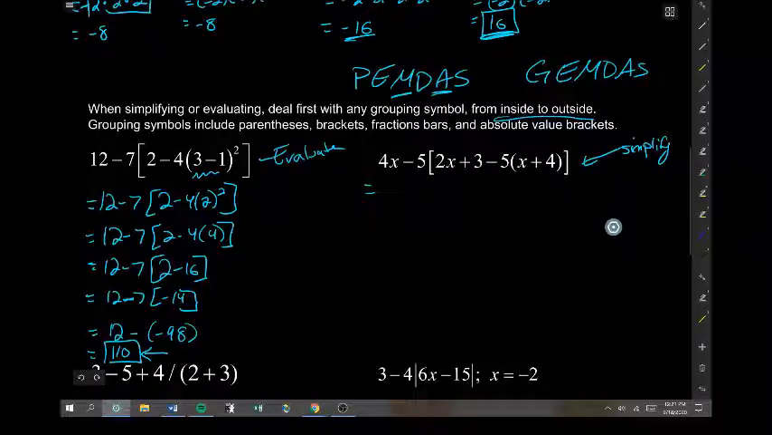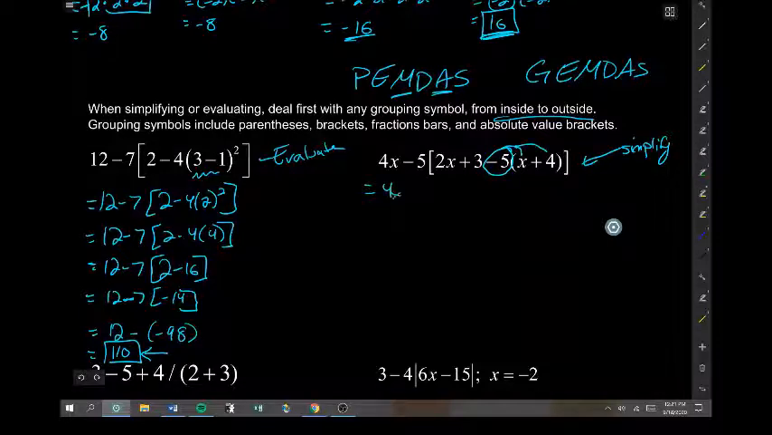I can't combine x plus 4 any further. There's nothing I can do inside that parenthesis because the x and the 4 aren't like terms. That doesn't become 4x, it just stays x plus 4. But I need to get rid of the parentheses, so I'm going to distribute the negative 5.